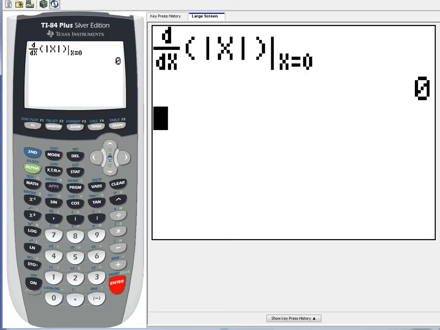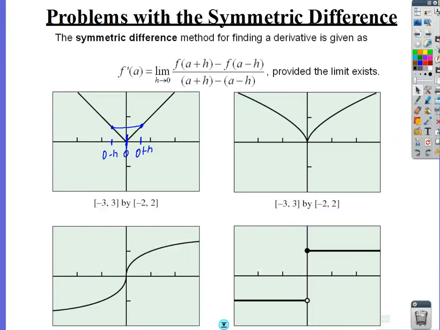That's why it's important and imperative that you know what your functions look like. That's why you need to know your parent functions. All right, good deal. Next. So I come over to here. That's why I showed you that.